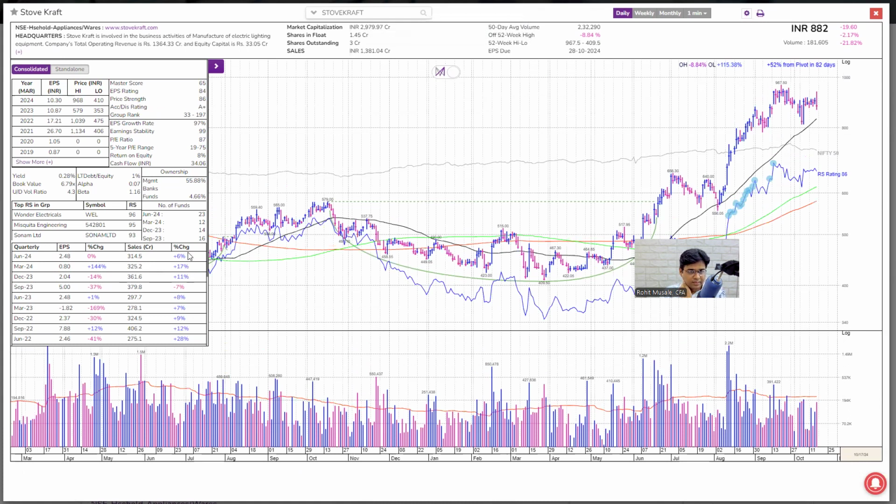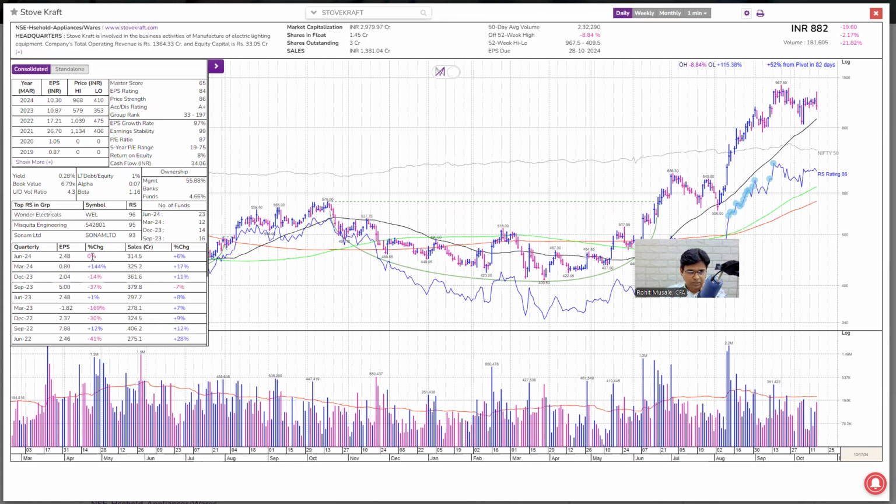So sales are declining, earnings per share is declining, and you look at the earnings per share growth rate, multiple red colors here, which means on a quarterly basis, the earnings have been declining by huge amounts. Not many funds are holding on to the stock. That is another negative point. I don't see any negatives here. Good master score, good EPS rating, good price strength, good institutional demand, group rank is fine. So I don't see any problem in this particular area.